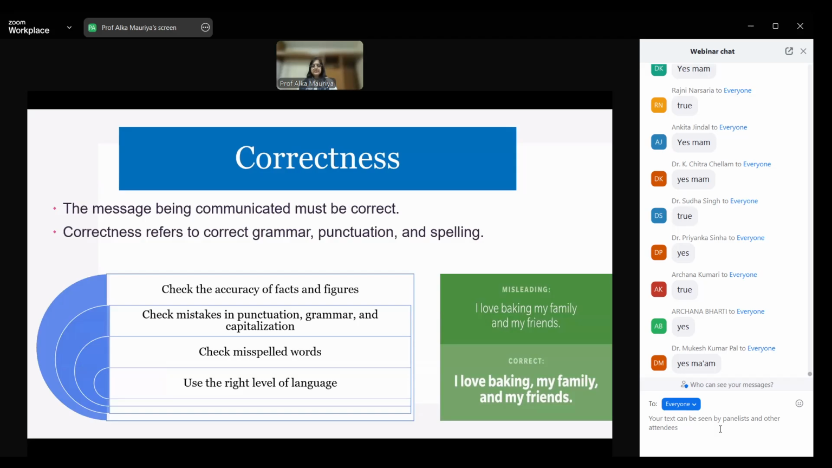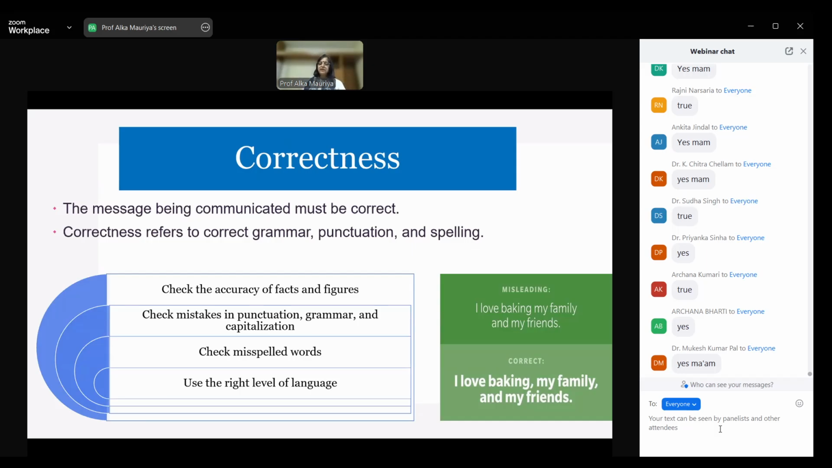The next is correctness. Just look at the example on the right-hand side. One sentence says, "I love baking my family and my friends." So just imagine how it will be perceived. The person will think that the speaker loves to bake his family and friends. And why is it so? Because of improper usage of punctuation.